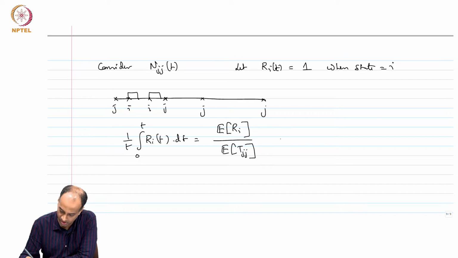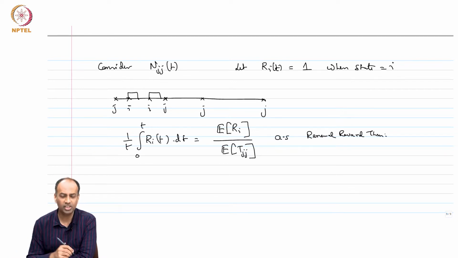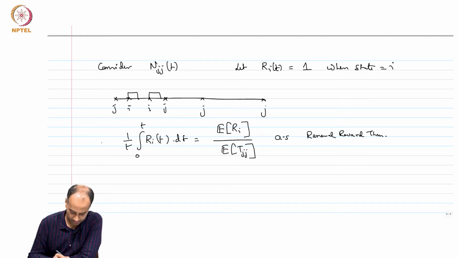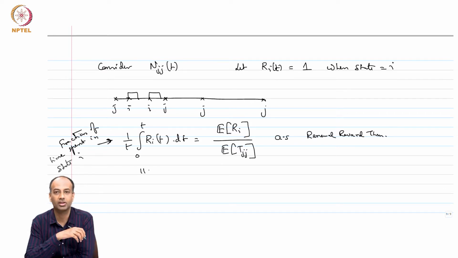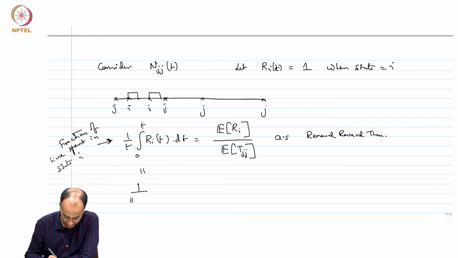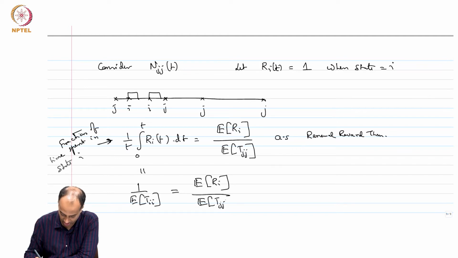Okay. So, this is almost surely, by renewal reward. I think we already saw this equation, right. If you look at this, this is the fraction of time spent in state I, and this we already know to be equal to what? If you look at the process nji of t, by strong law for the delay renewal processes, we can say that this is equal to 1 over expected Tii, right. So, I have 1 over expected Tii is equal to expected Ri over expected Tjj, correct.